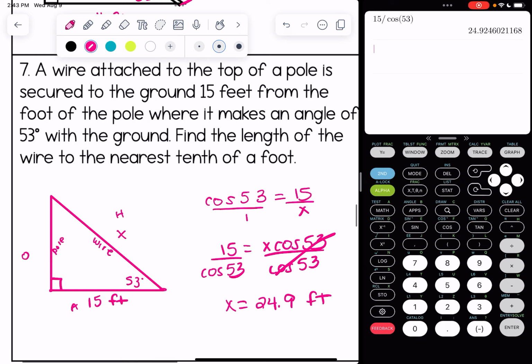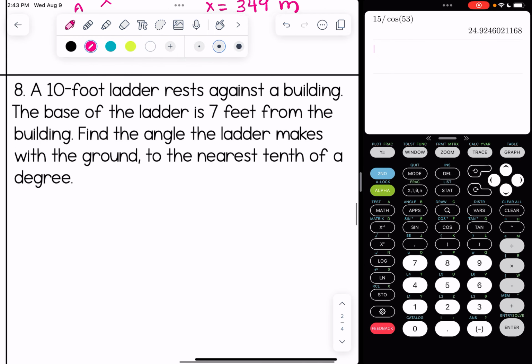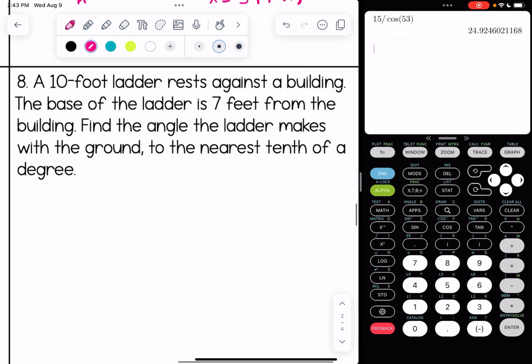All right, let's look at one last problem in this video. Number 8. I'm going to draw my right triangle. And it says a 10-foot ladder rests against a building. Well, we saw a ladder question already. The ladder is always diagonal, the hypotenuse, so I know that this is 10. The base of the ladder is 7 feet from the building. That tells me this is 7 down here.